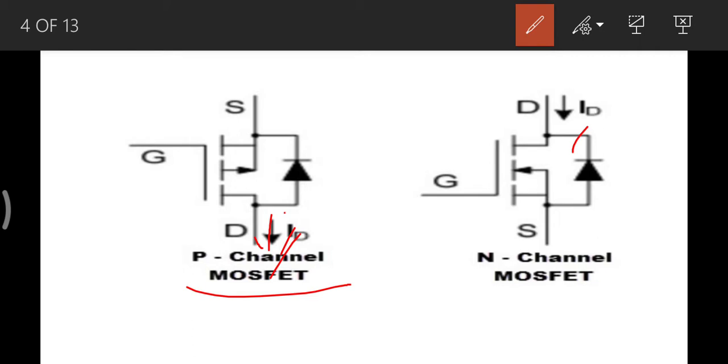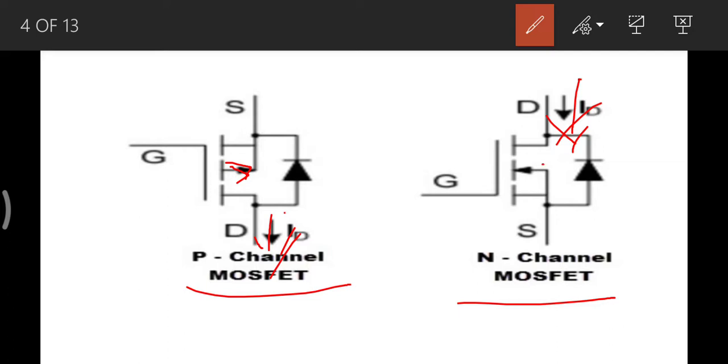If the drain current is towards the MOSFET, it is considered an N channel MOSFET. Another thing we have to observe is the arrow mark direction. If the arrow mark direction is towards the source, it is considered a P channel MOSFET.